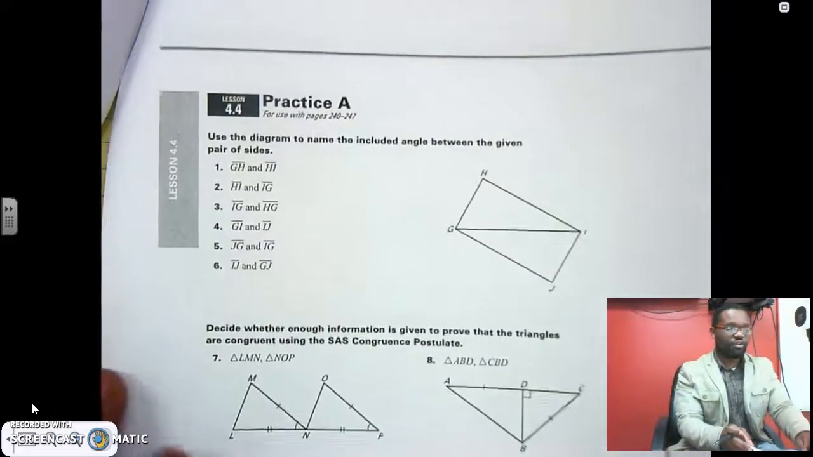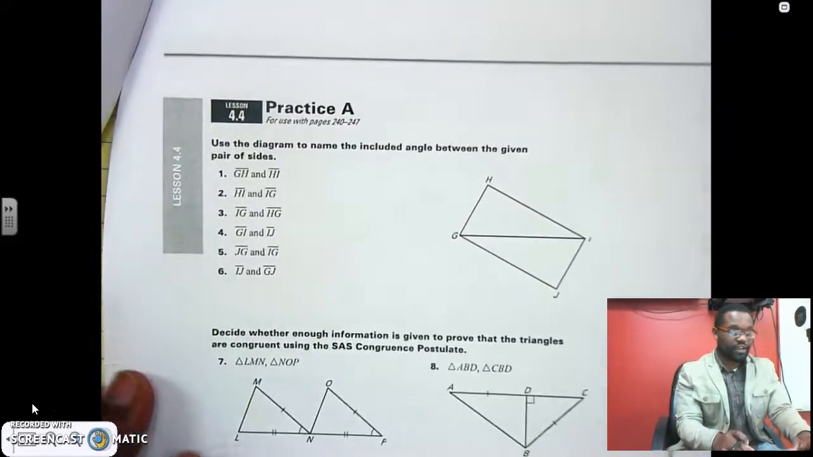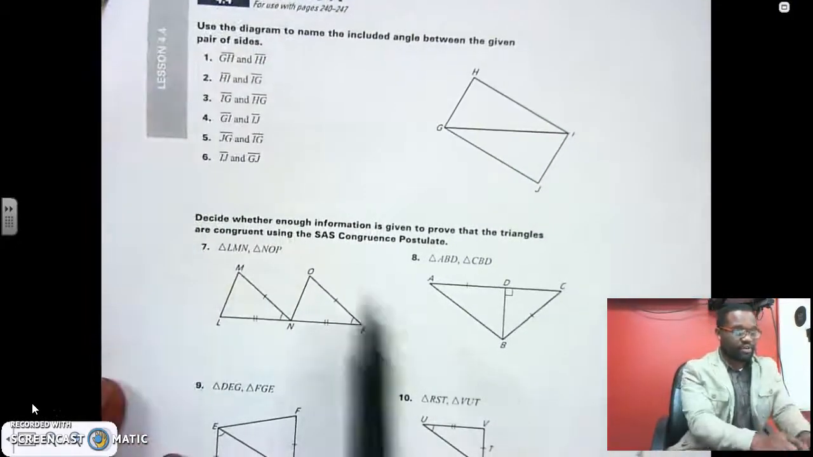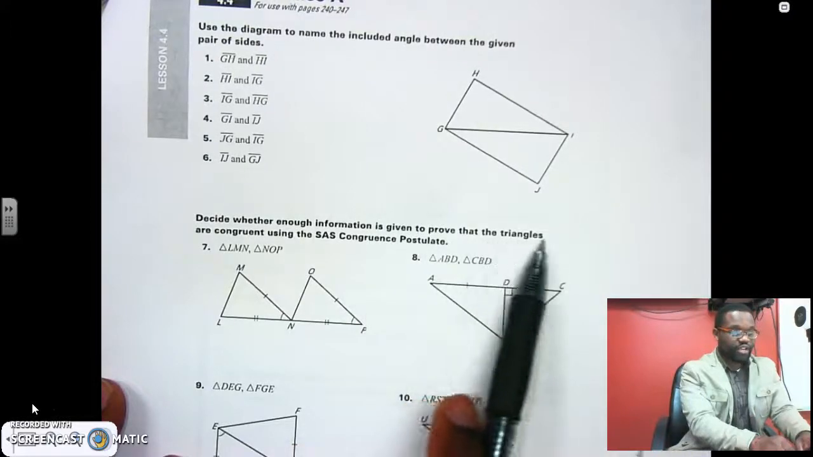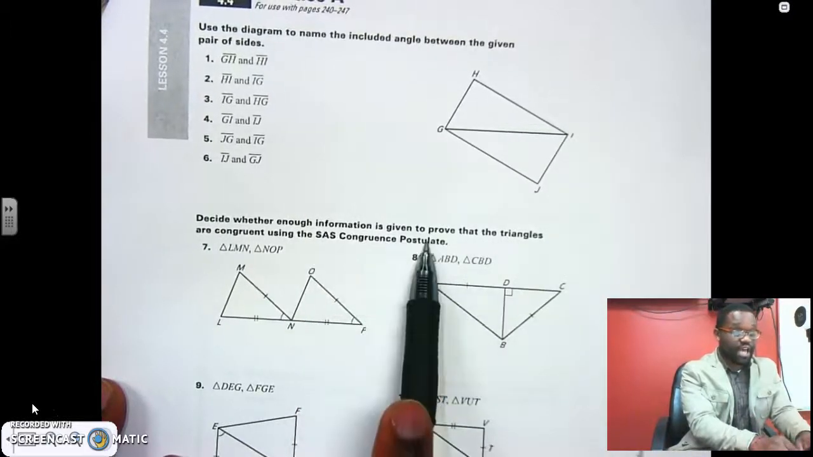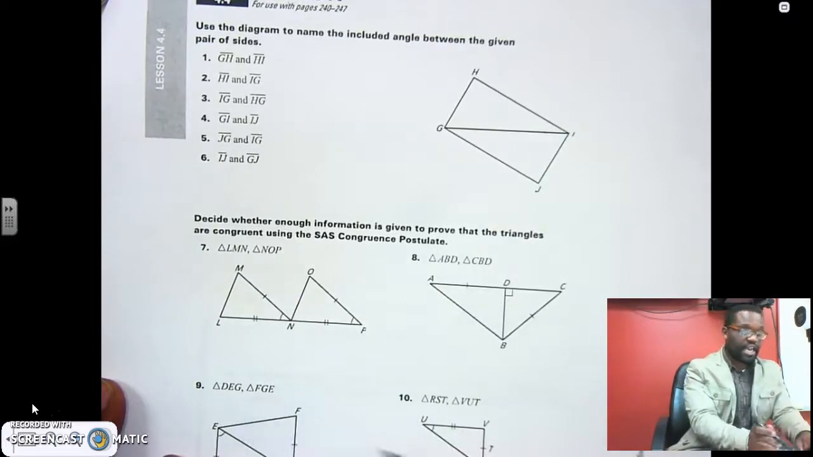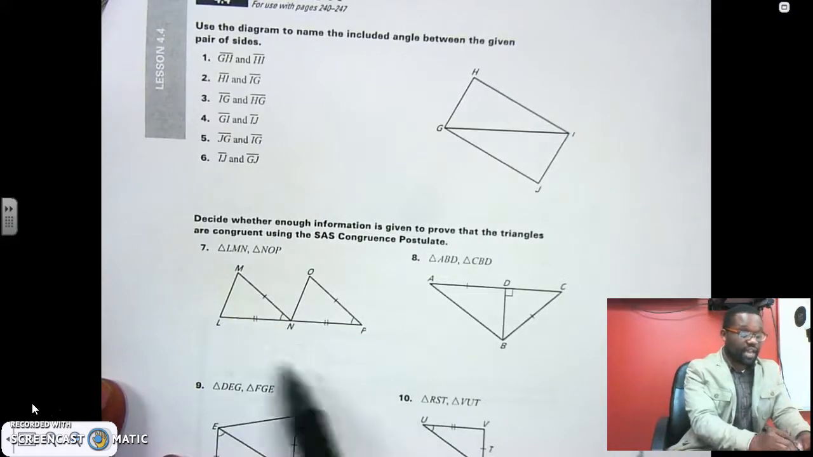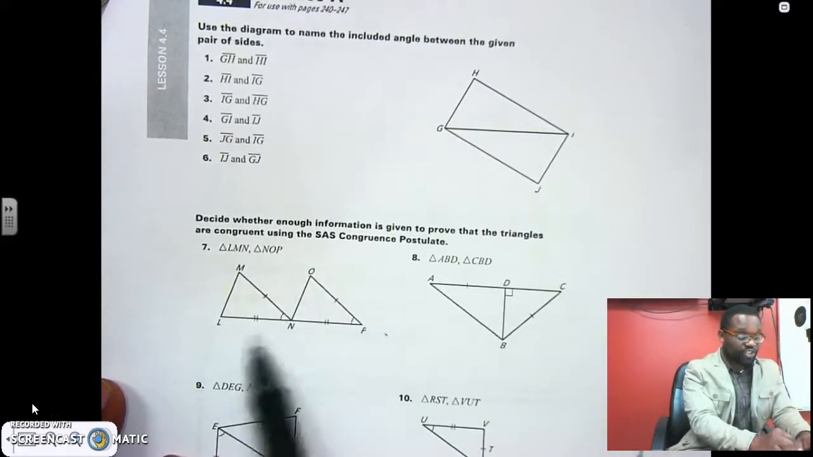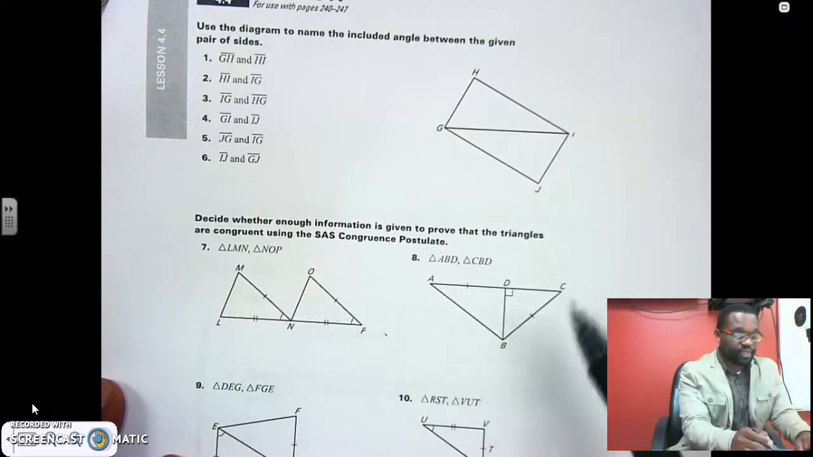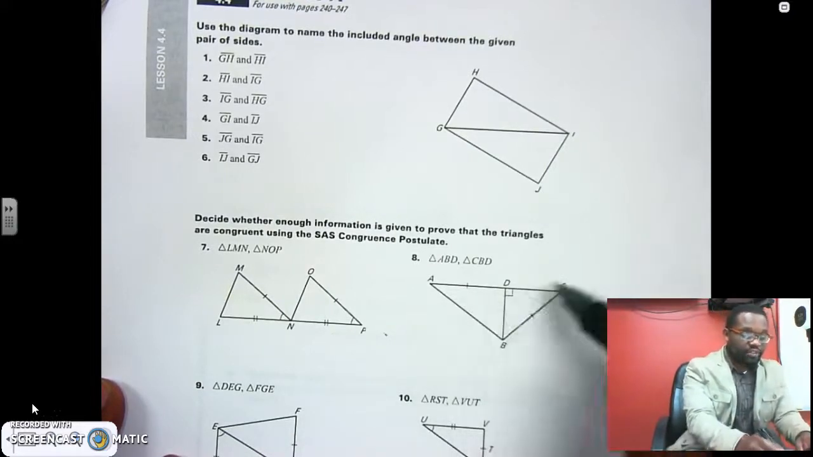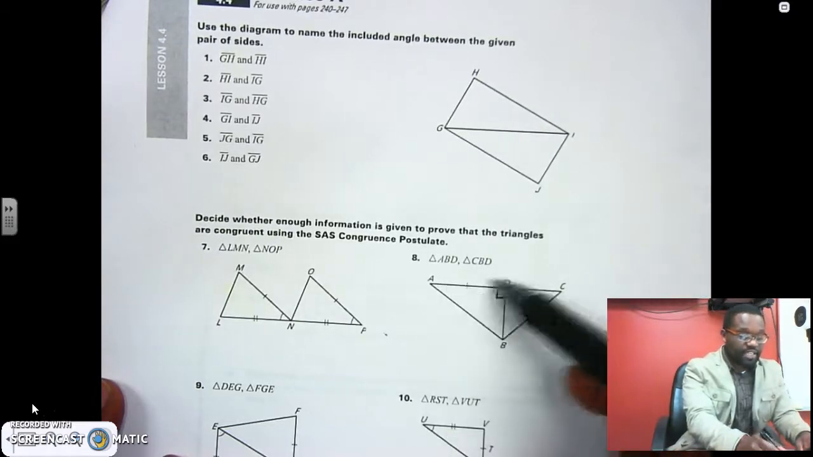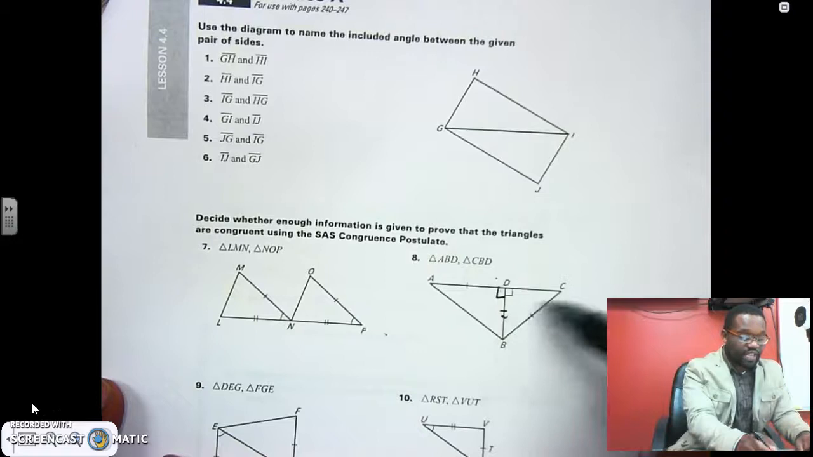I want you to see the whole idea of how to use this stuff. Let's look at number 7 and 8. Decide whether enough information is given to prove that the triangles are congruent using the side, angle, side congruence. Remember, side first, angle in between, side in the middle. Side, an angle, and a side. So yeah, I got enough information here. Remember, straight angles make 90 degrees. So if this one is 90, this one has to be 90. So we got a side, we got an angle, and they share this side.